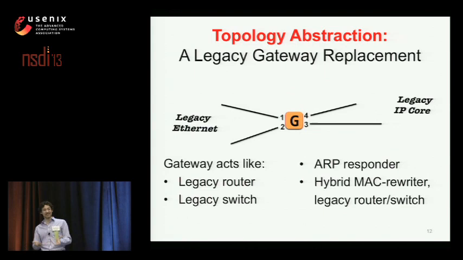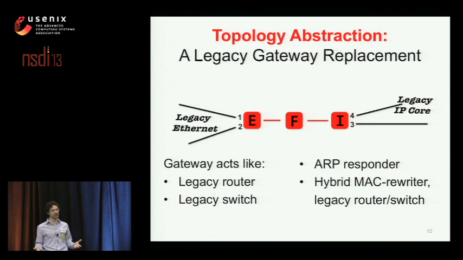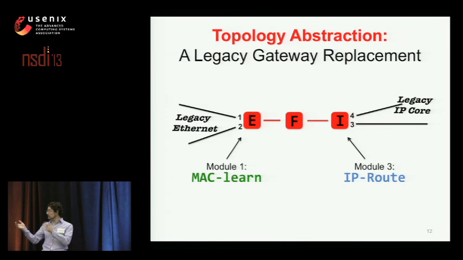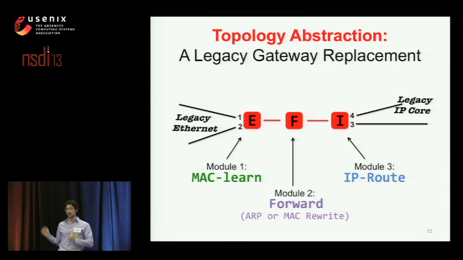So we could write one monolithic program to get this done, but as you can tell, it's going to be kind of complicated and pretty special purpose. But it turns out by presenting a different topology view, one of three switches connected in serial instead of a single one, we can radically simplify the design of our hardware. We have one module that does MAC learning and runs on the switch attached to the Ethernet island. Another module that's legacy, an SDN legacy routing module that runs on the switch attached to the IP core. And finally, in the middle, we can run a forwarding module with radically simplified logic that simply responds to ARP requests and does MAC rewriting.